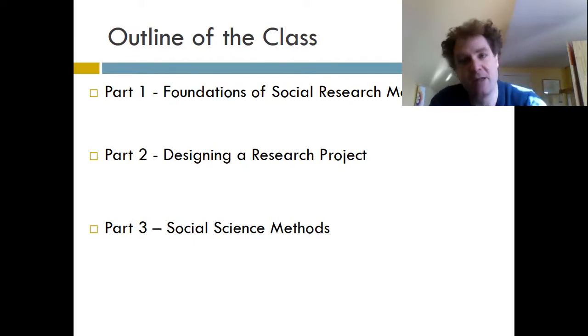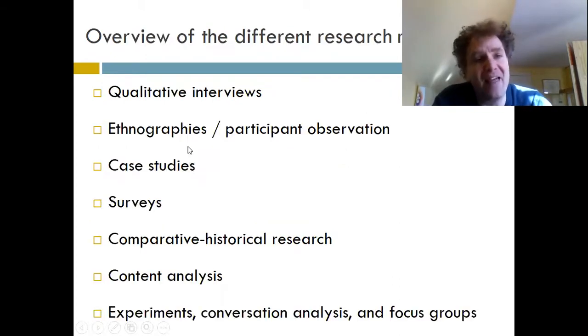And so social science is kind of complicated and tricky in its own sense. And so we looked at the different methods that scientists use, right? Generally the difference between qualitative and quantitative. But we looked at interviews, ethnographies, case studies, surveys, comparative historical analysis or research, content analysis, experiments, conversation analysis, and focus groups, right? So you can see there's a lot of different methods to get at observing people.